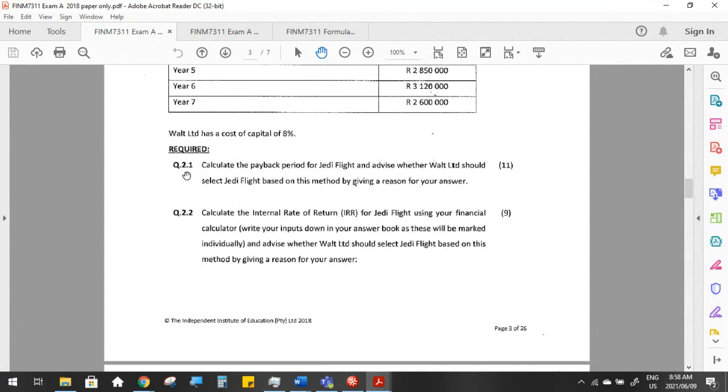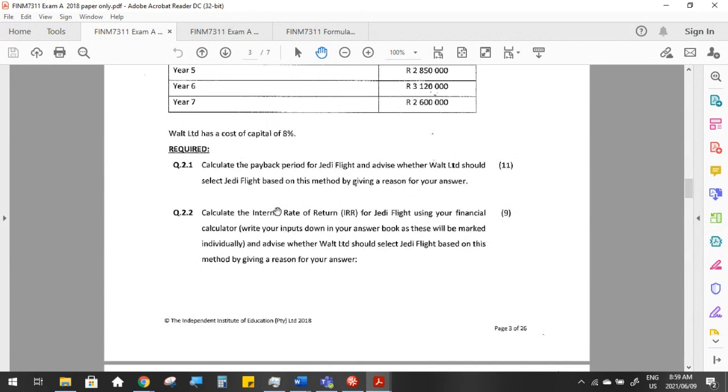Underline calculate, and circle and underline advise, and then underline give a reason for your answer. So there's basically 3 things you've got to do. A calculation, you've got to give them advice, tell them whether they should or shouldn't undertake it, and then give a reason for why you chose your answer for 11 marks, and that's payback period.